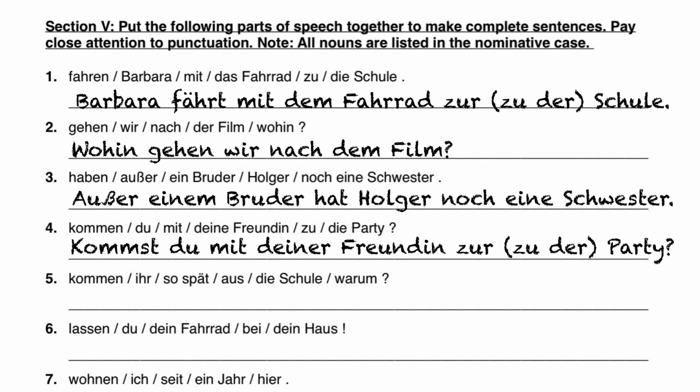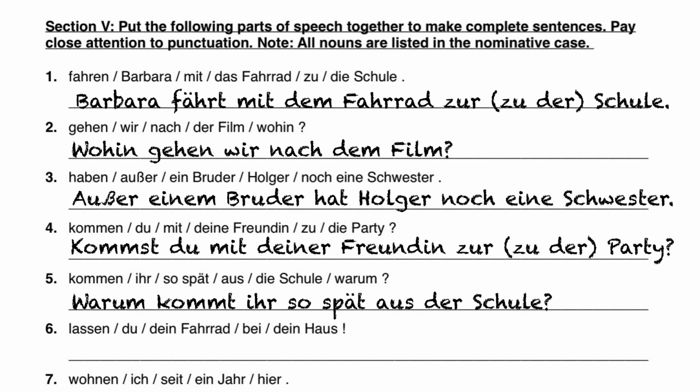Nummer 5. Here we have another question. This one starts with warum. Warum is our question word. Then we have to have our verb directly after that, which in this case is kommen. And we have to conjugate that to go with ihr as our subject. Warum kommt ihr? And then we want to have time, manner, place. Time in this case is so spät, so late. Aus is a dative preposition, so we have aus der Schule. Warum kommt ihr so spät aus der Schule? Why are you coming so late out of school? In other words, why are you leaving school so late?